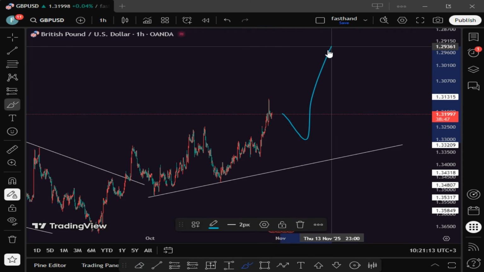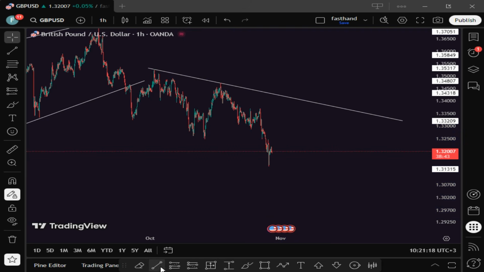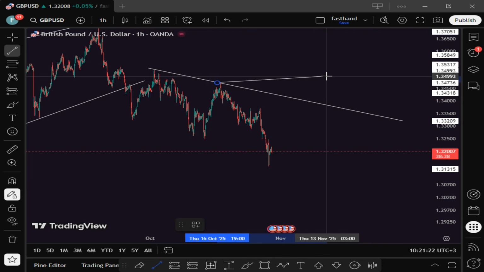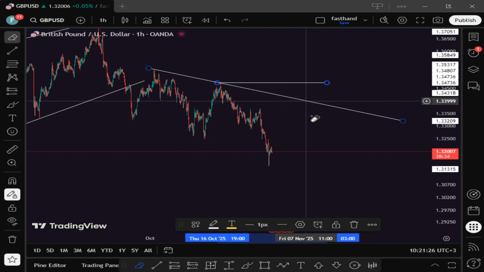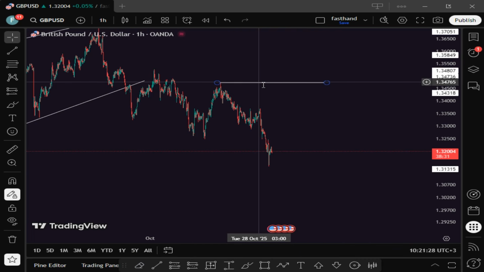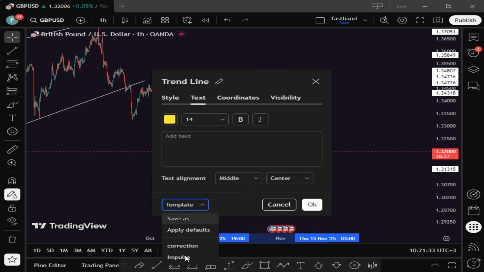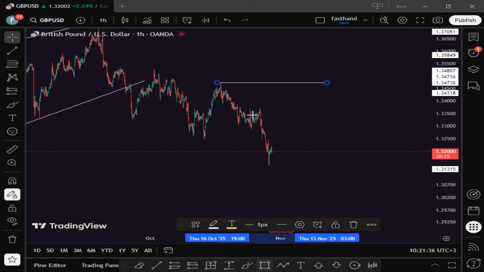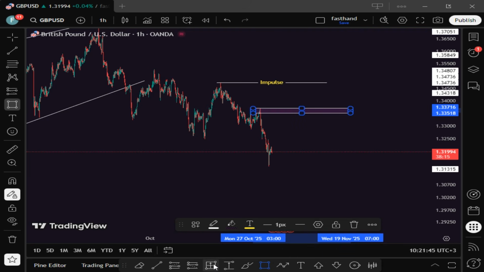Before that pullback, let's see if we can add ICT, right? I think that's it. So over here we can say we have the beginning of our impulse phase. We can call this an impulse, and of course this zone right here is also another order block zone or even retracement. I don't know if this was 50%. Let me see.